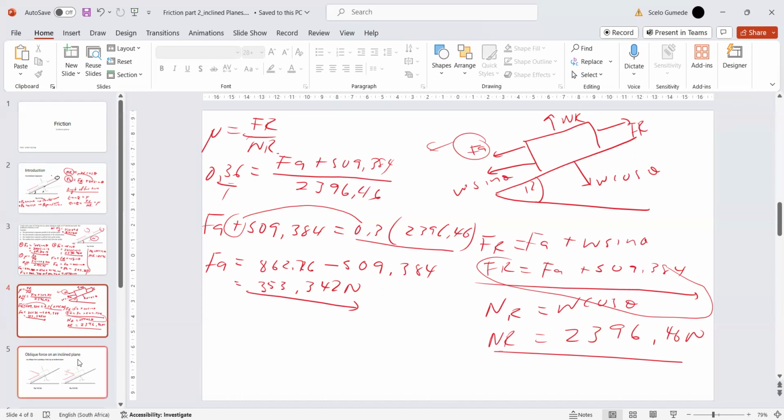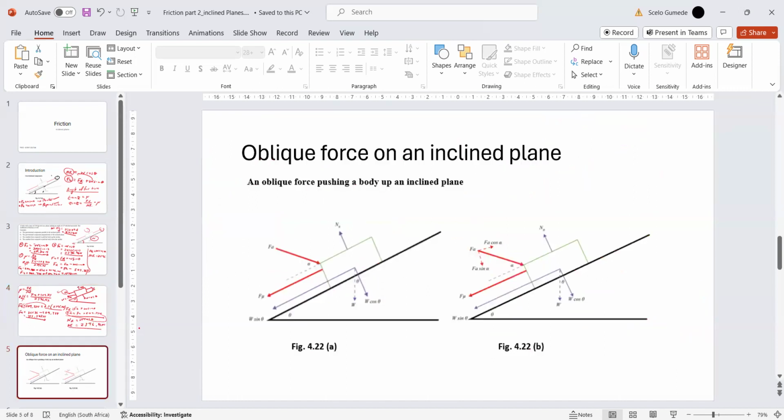Now, here's a little bit more complicated one, whereby we are looking at an oblique force on an incline surface. I'm going to summarize this whole thing and then show you what is actually happening. Remember, we did an oblique force in the first video. If you don't remember it, please go through that video.